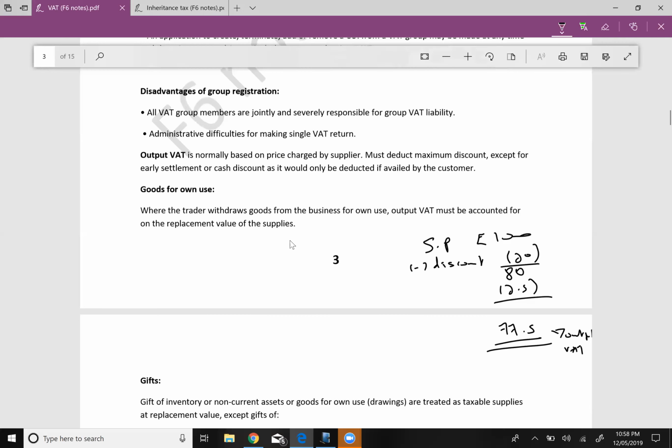In this situation, the tax authorities will assume that you are the consumer and you have sold the goods to yourself, because you take the goods for own use, right? So now you will be paying the output VAT from your own pocket, okay? And you pay output VAT at market value, okay?